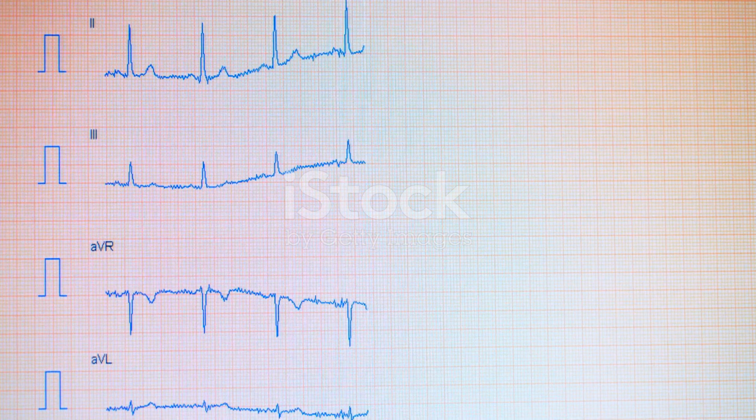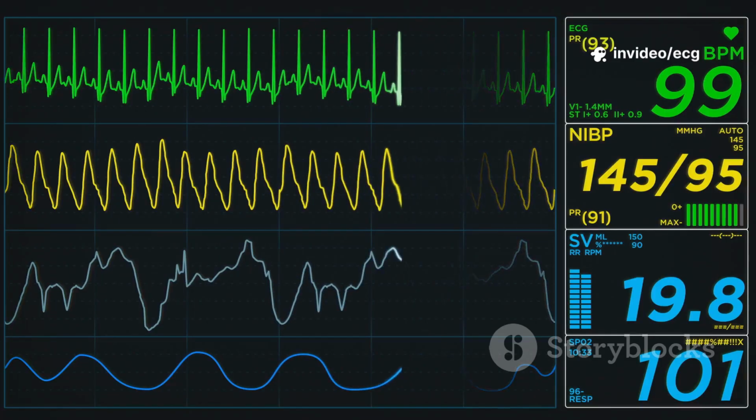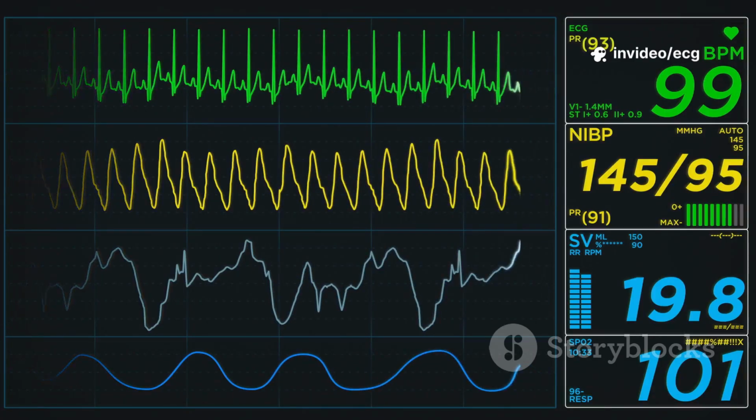Step 3. Rhythm analysis. Is the rhythm regular or irregular? Are there P waves? Is there one P wave for every QRS complex?